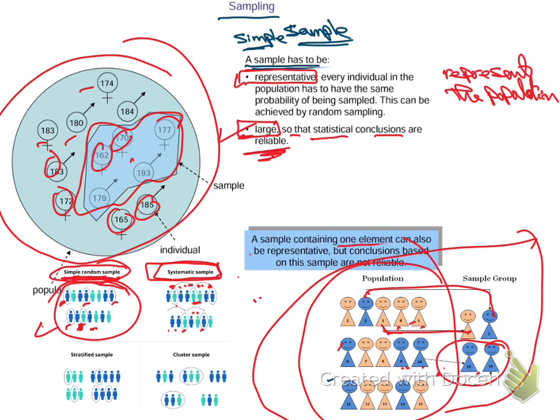Then we have another type which is called stratified sample. Stratified sample, okay? And we have another type which is called cluster sample. So we'll come to stratified now, but let us finish the cluster sample first. So cluster sample, I split the people into groups or clusters and then pick complete group, okay?